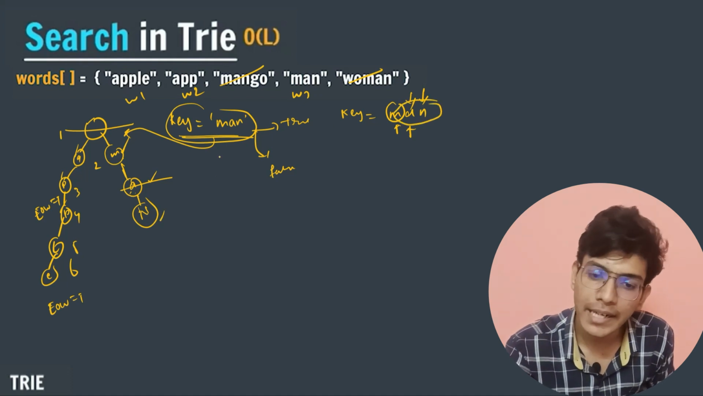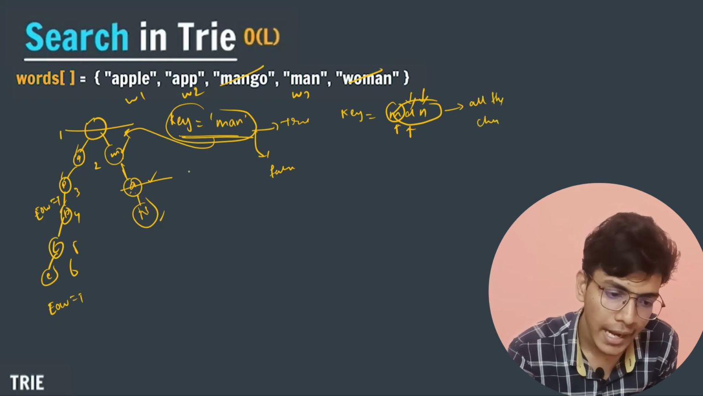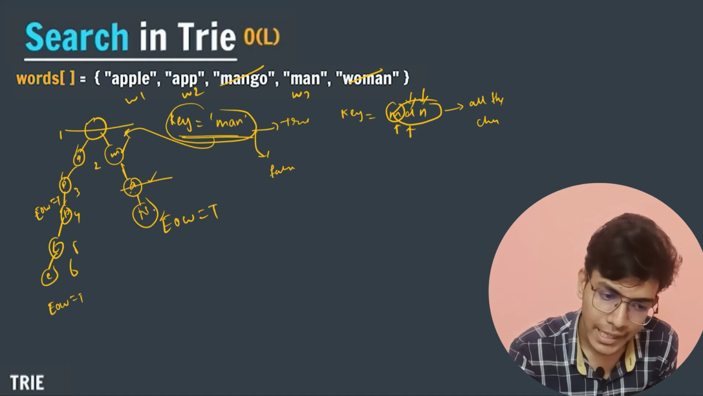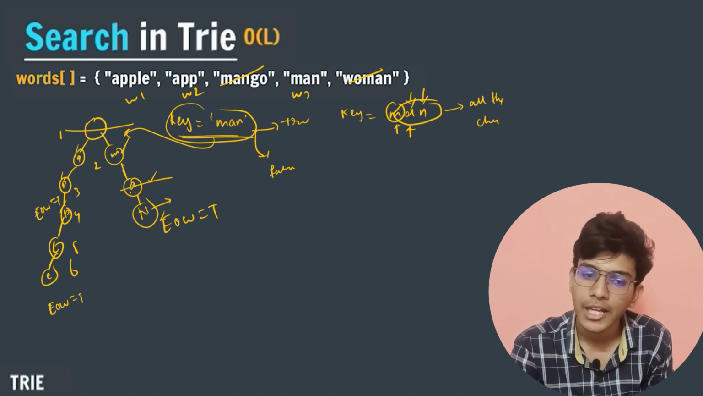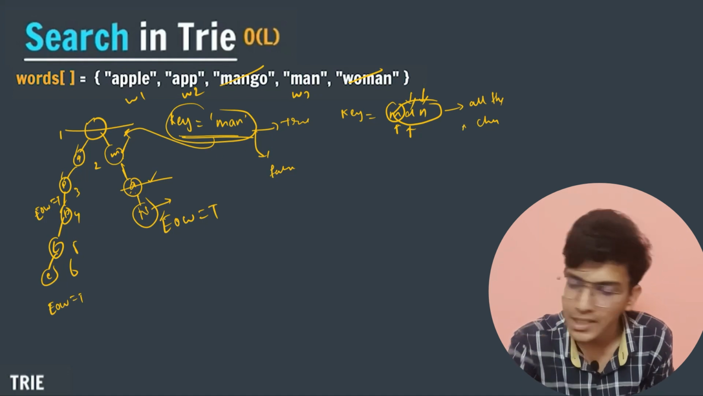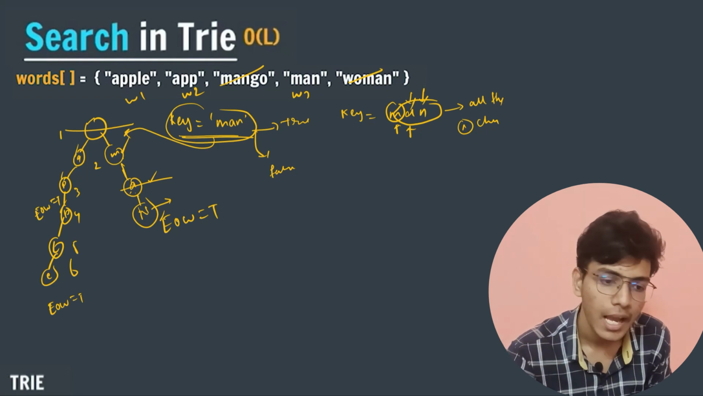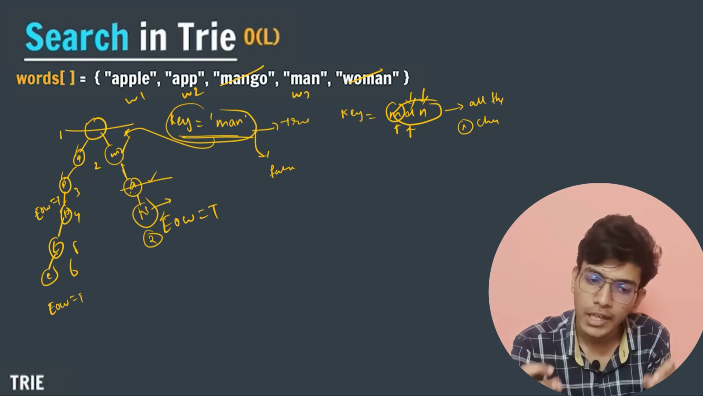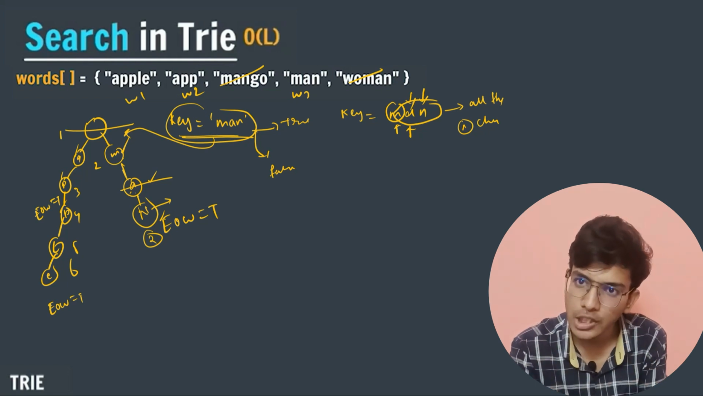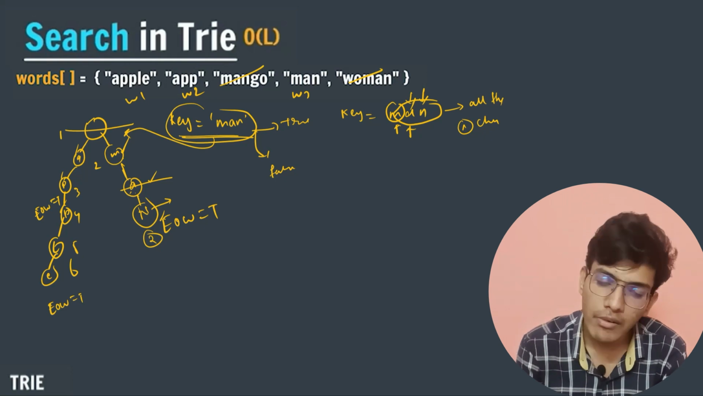If I have iterated all the characters, and end of word is true for that particular trie node, if both of these conditions are true, that is, iterating all the characters in my key and end of word being true for that node in the trie, then and only then I will return true, else I will return false.